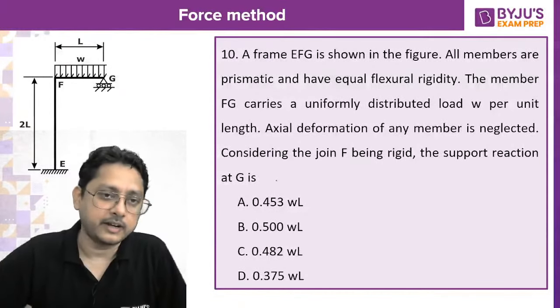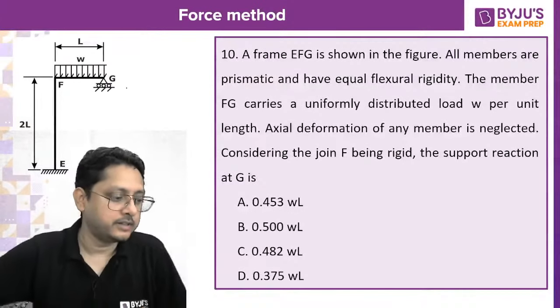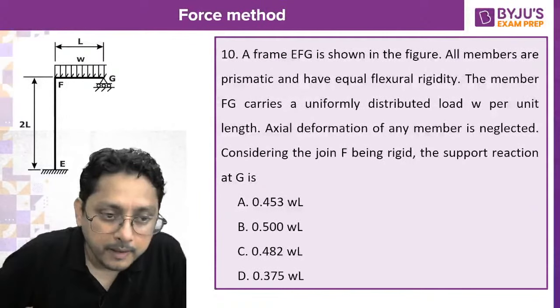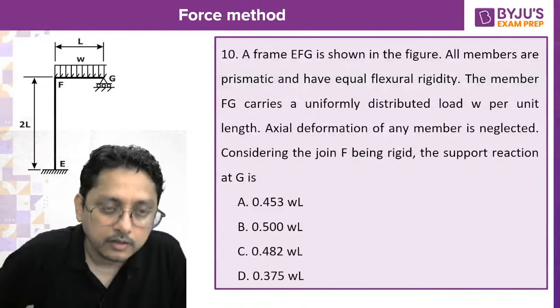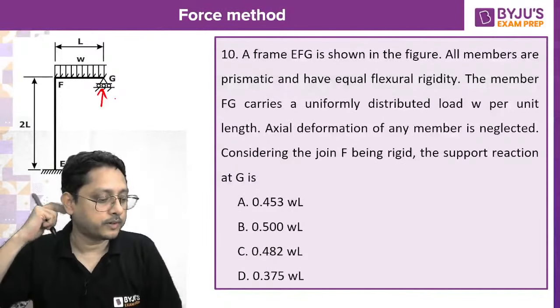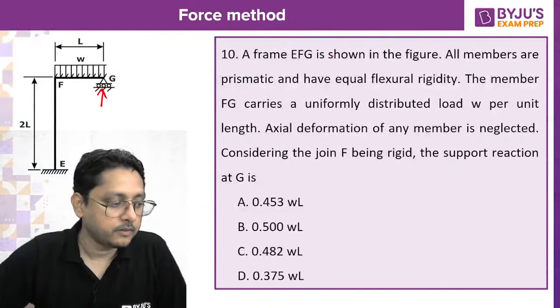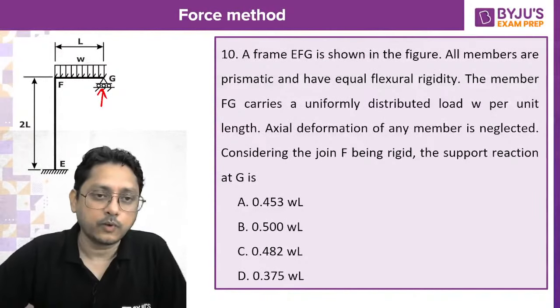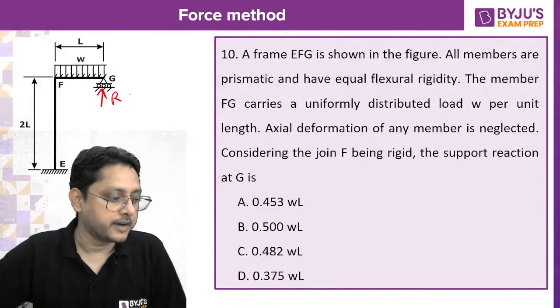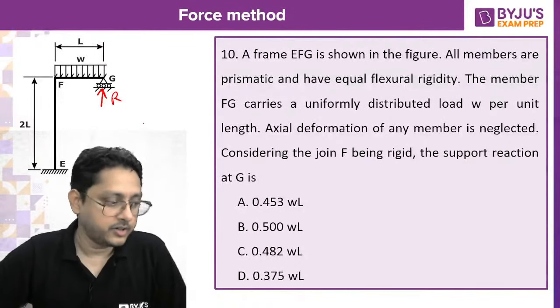Find the support reaction at G. You can easily identify that this is an indeterminate one. Now what will be the support reaction at G? How will we do this one? Once again, it is an indeterminate one. We'll consider this reaction as a redundant one.